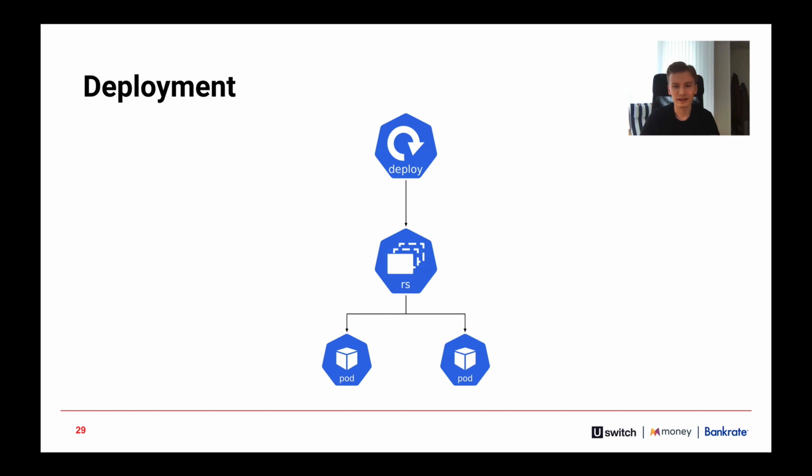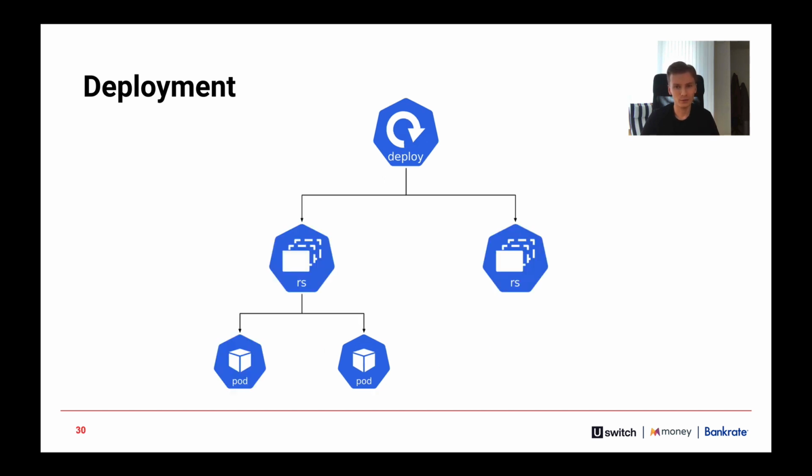Now, it's quite rare to use a replica set on its own. Instead, there's a higher level controller called a deployment object. And a deployment object creates replica sets. So a deployment creates replica sets, and those in turn create pods. And this can be used to create multiple versions and rollouts of an application.